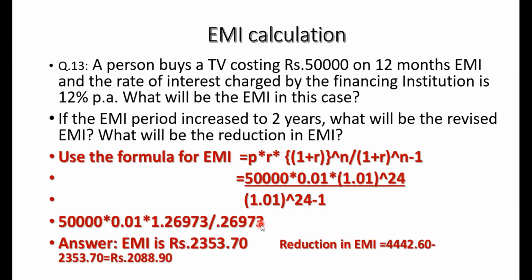The revised EMI will be 2,353.70. So earlier he was paying 4,442, and because of the change in EMI, his per month commitment will come down. Reduction in the EMI is 2,088.90. Now he has to give 2,353.70. Agreed. For some people, 4,444 per month is high. That is why they will twist it. So instead of 1 year with 12 EMIs, he is seeking 24 EMIs.